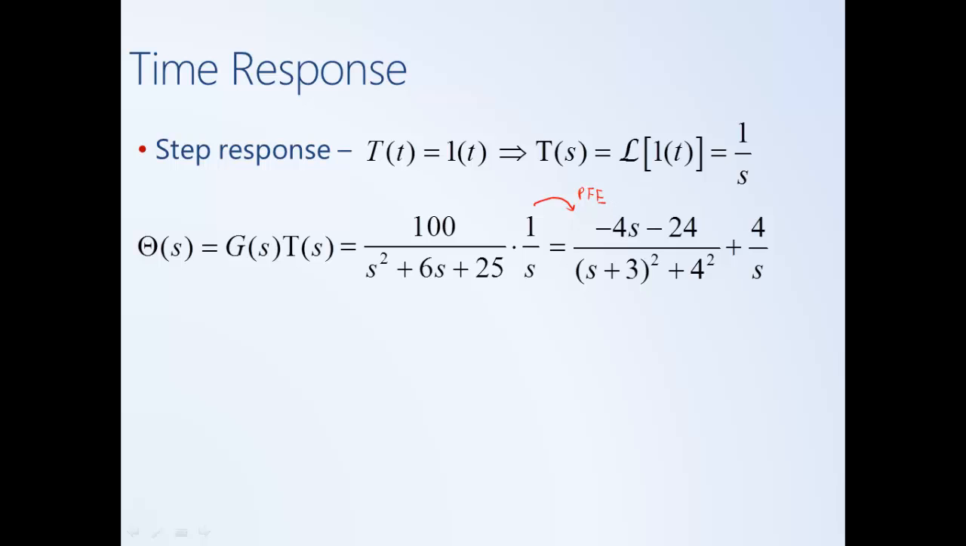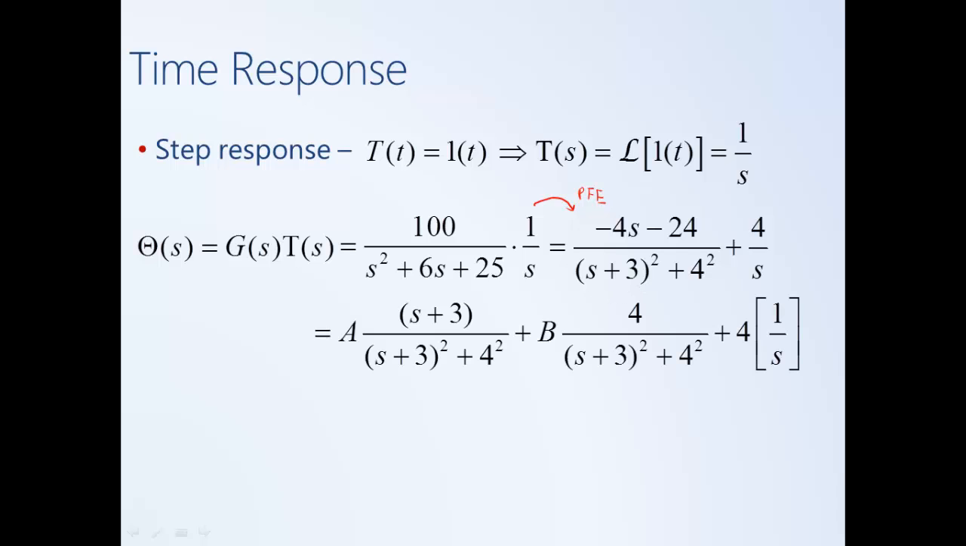We get numerators as shown. Here again, the second term is easily recognized as a step being multiplied by 4. Here we have this denominator that's representative of a sinusoid, either a sine wave or a cosine wave. For a sine, we would like to have a numerator of omega, which is 4. For a cosine, we would like to have a numerator of s, where the s has been shifted by 3.